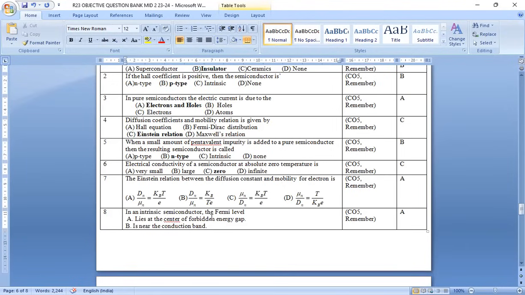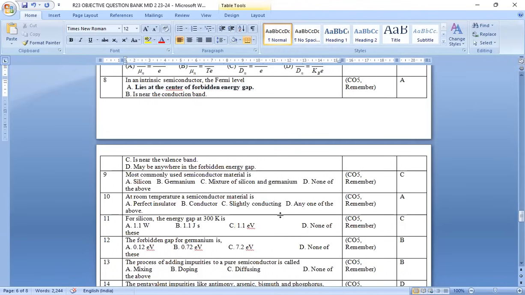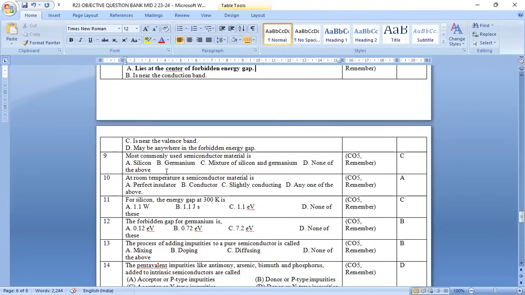In an intrinsic semiconductor, the Fermi level lies at the center of the energy forbidden gap. Exactly correct. Most of the commonly used semiconductor material is a mixture of silicon and germanium. Option C. At room temperature, a semiconductor material is a conductor. Option B is the right answer.